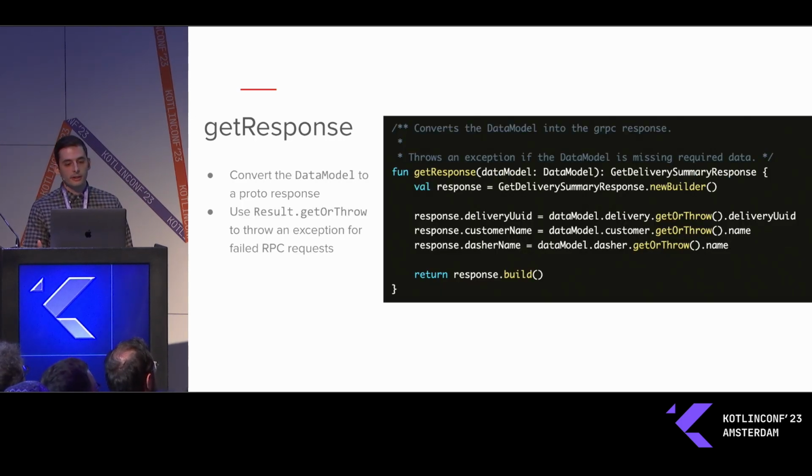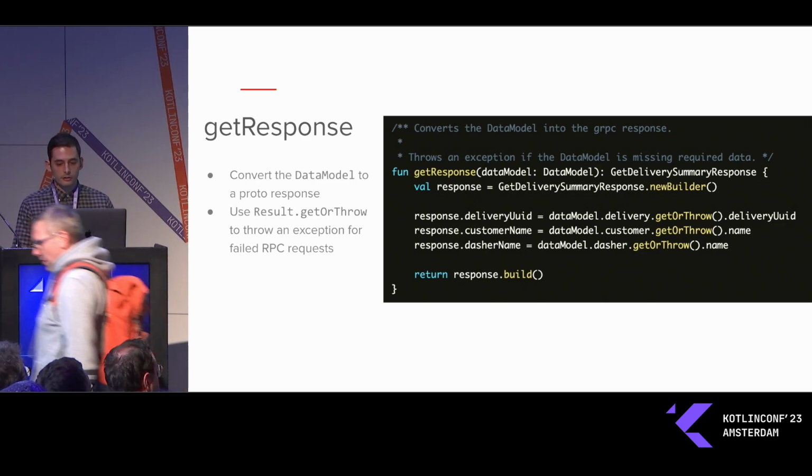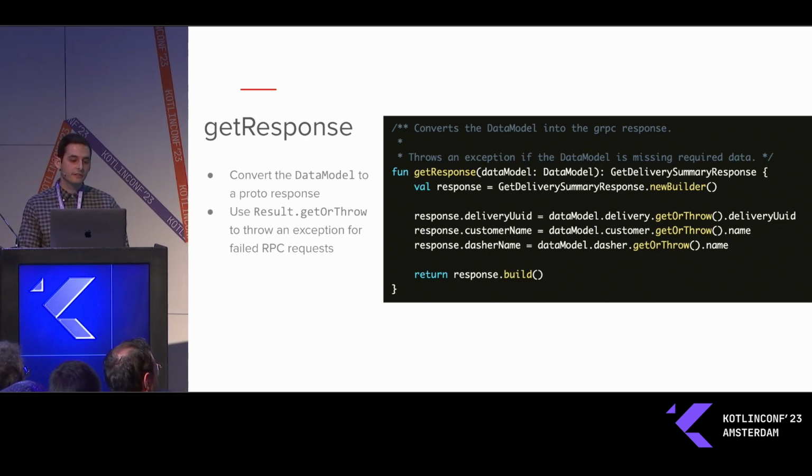Next, let's implement our business logic in getResponse. Transforming the data model into a response is straightforward. We copy fields to the response using result.getOrThrow to throw an exception if any of the API calls failed.